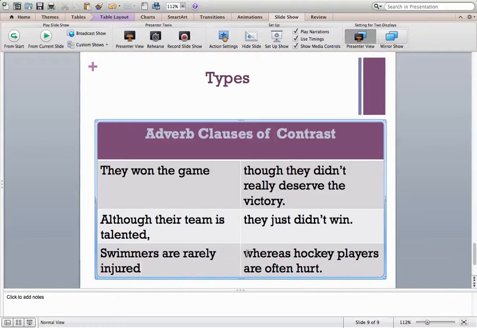You would only use a comma if you begin the sentence with whereas. Whereas hockey players are often hurt, comma, swimmers are rarely injured.